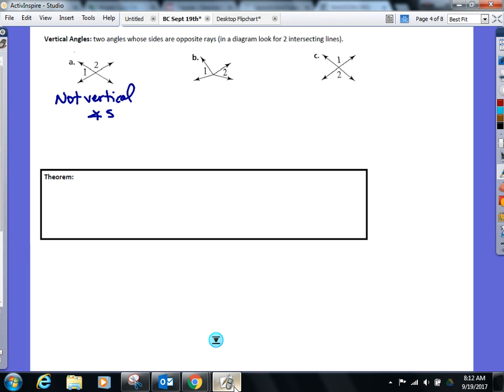Okay, B. Are those two vertical? Well, there's a problem right off the bat. Are they intersecting lines? Yeah, we talked. That's never going to be a line in here, right? Okay, so no, not vertical. How about C? Are those vertical angles? Two intersecting lines and they're opposite each other. And we have to have a yes sooner or later, right? Can't have all three no's. So yes, these are vertical angles.